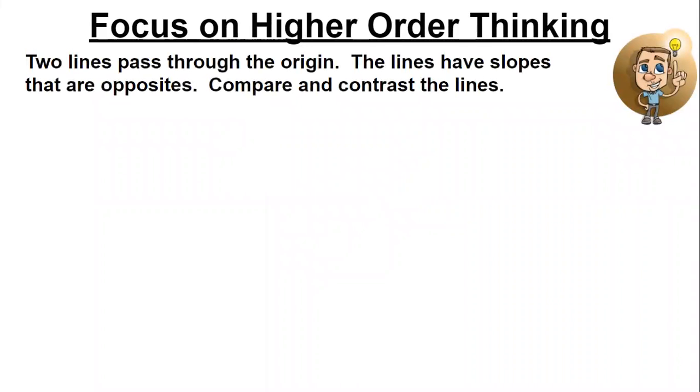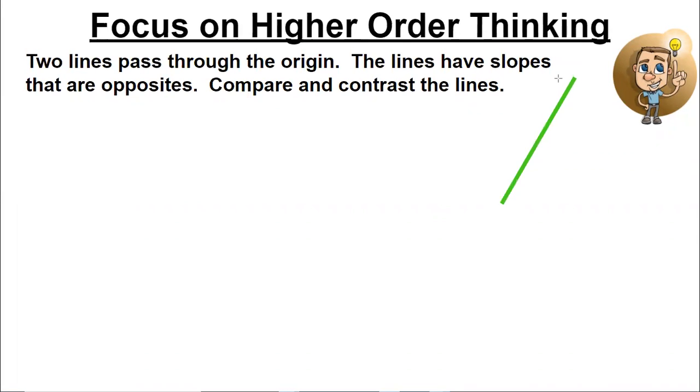Okay. Two lines pass through the origin. What's the origin? Right, 0, 0. The lines have slopes that are opposites. Compare and contrast the lines. Well, let's draw a picture of what it's saying. The line is passing through the point 0, 0. So let's say this is point 0, 0 here. That's the origin. The x value is 0, the y value is 0. But then let's say this has a slope of, I don't know, let's pretend it's the slope of 3.